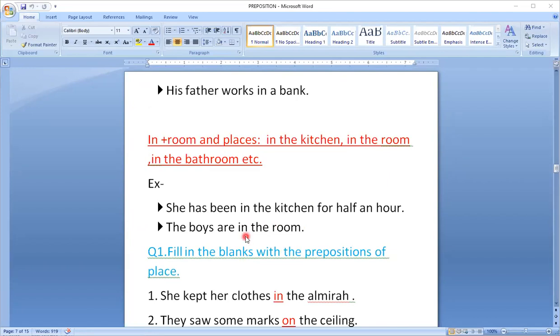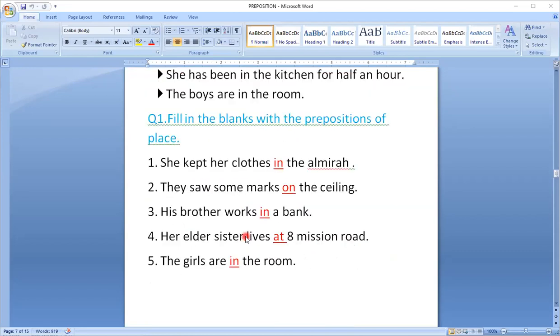So let's start the exercise based on preposition of place. Okay. Number 1 is here. She kept her clothes dash in almirah. जब हम किसी की बात कर रहे हैं, उसके अपने अलमीरा में अपने clothes रखती है ना.